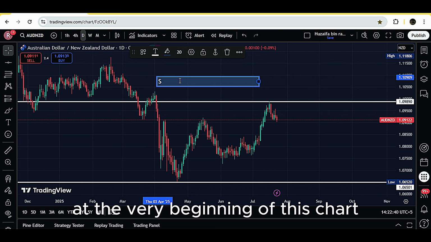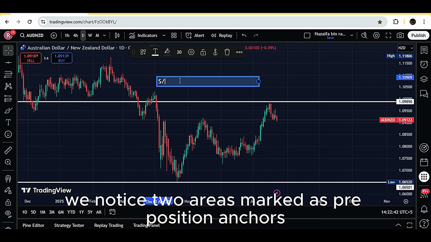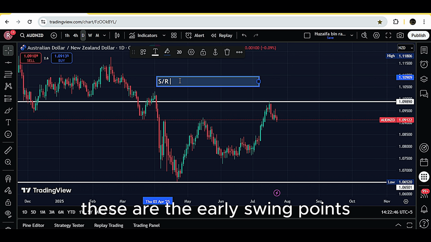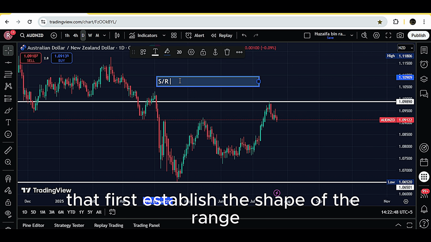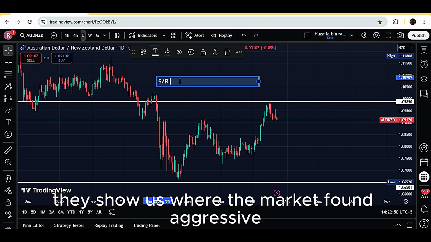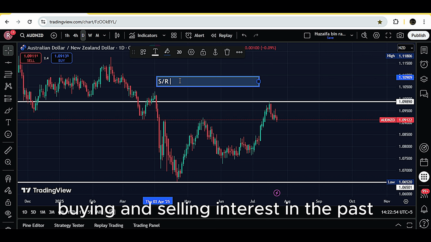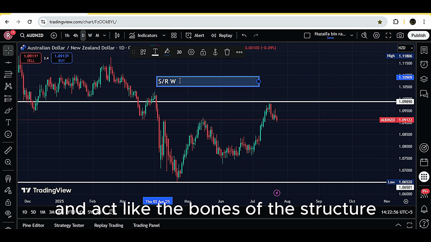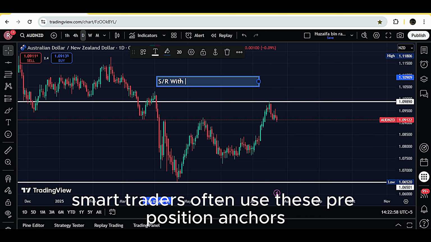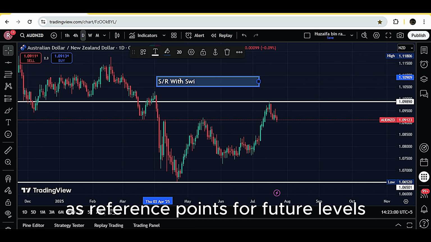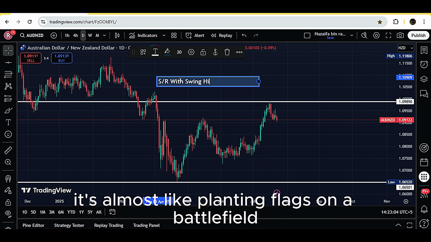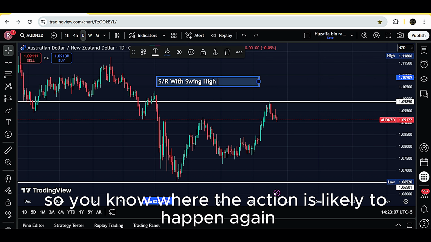At the very beginning of this chart, we notice two areas marked as preposition anchors. These are the early swing points that first establish the shape of the range. They show us where the market found aggressive buying and selling interest in the past and act like the bones of the structure. Smart traders often use these preposition anchors as reference points for future levels. It's almost like planting flags on a battlefield so you know where the action is likely to happen again.